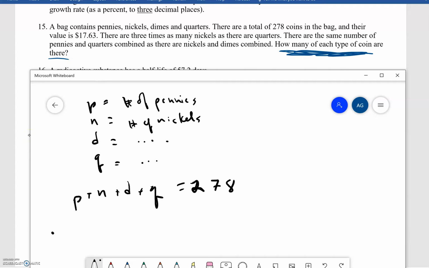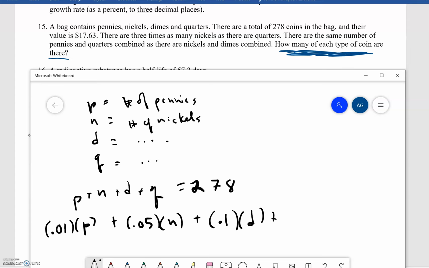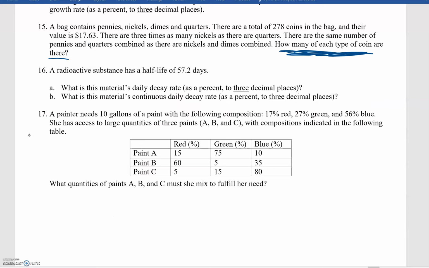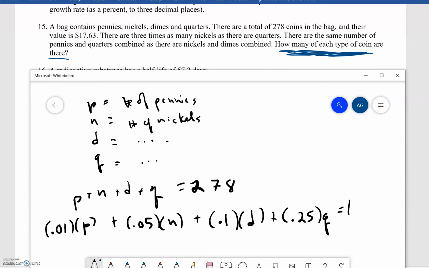Our total value is going to be the value of each coin times the number of that coin. So for pennies, the value is 0.01 times P, and that's the total penny value. The total nickel value is 0.05 times N. Total dime value is 0.1 times D. The total quarter value is 0.25 times Q, and altogether that equals $17.63. And that's our value equation. Be careful to not mess these value statements up here. You know, penny is 0.01, dime is 0.1, etc.